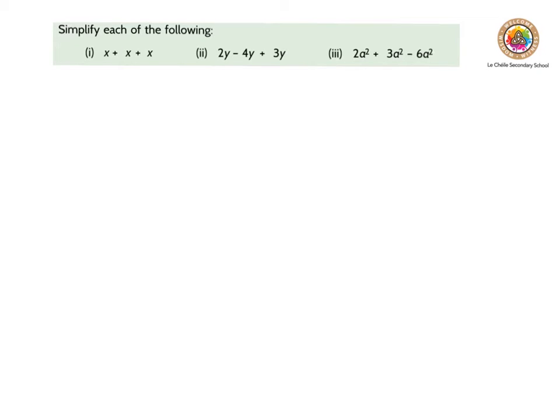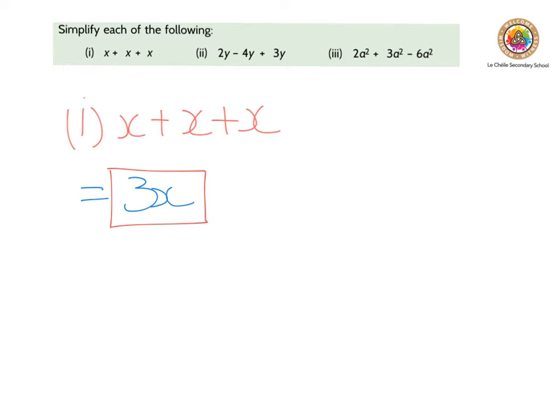So we're going to look at these three examples together. The first one, we have x plus x plus x. Well, very simply, how many x's do I have? I have 1 plus 1 is 2 plus 1 is 3. So my answer there is just very simply, I have 3x. I'm just tidying it up.